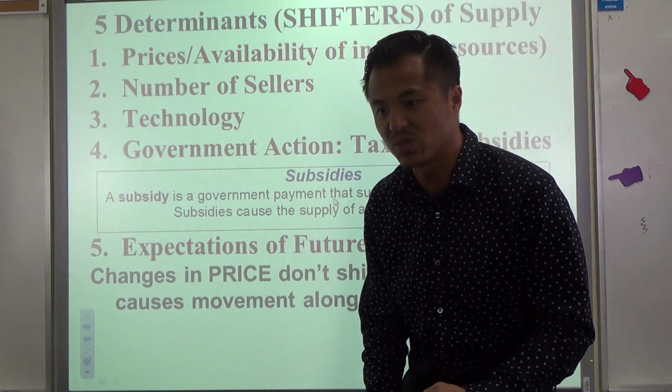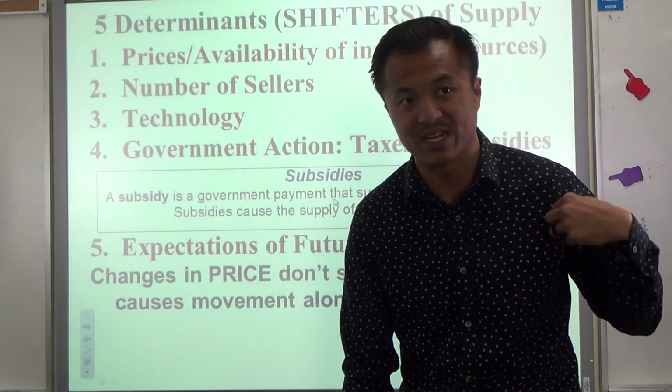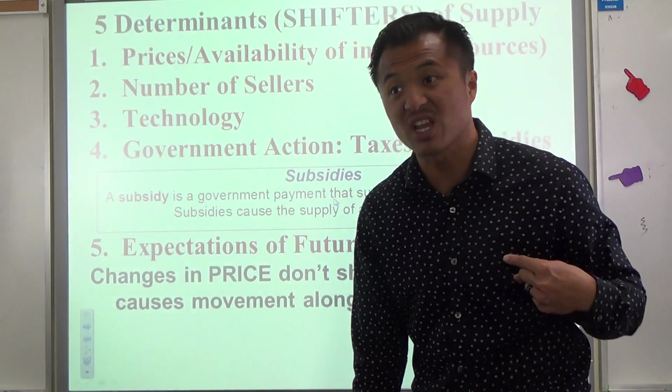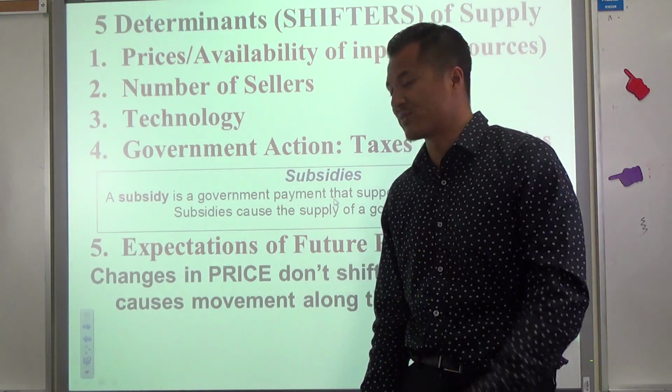And the opposite is true too. So if beef becomes less expensive, I'm going to go ahead and supply more burgers because it costs me less, and therefore supply is going to increase. It's going to shift to the right.